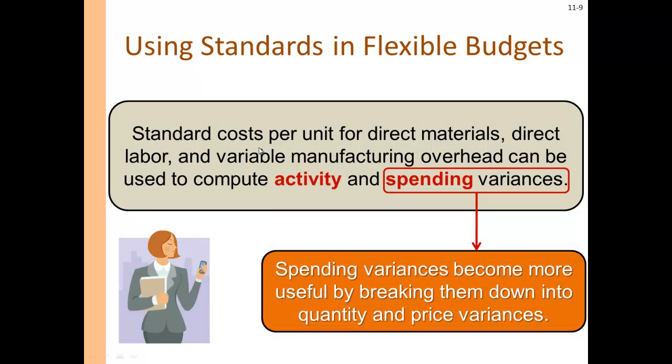So, standard cost per unit for direct materials, direct labor, and manufacturing overhead can be used to compute activity and spending variances. Spending variances become more useful by breaking them down into whether or not they're quantity, which means we use too much or too little of the quantity and we're off on that, or a price. It costs too much or too little compared to our standard.